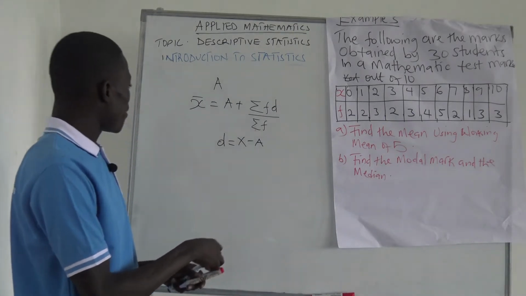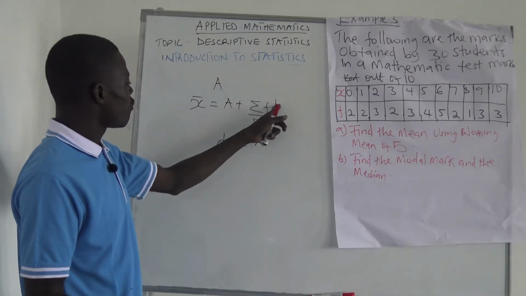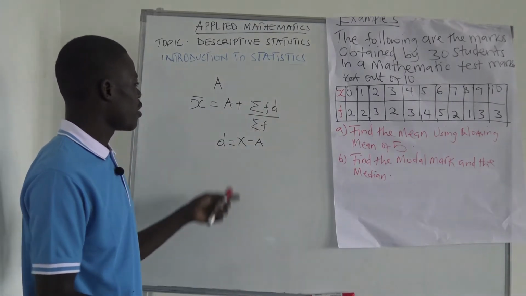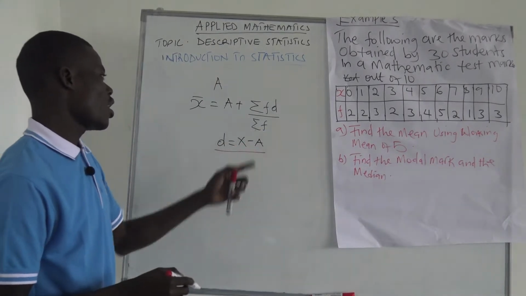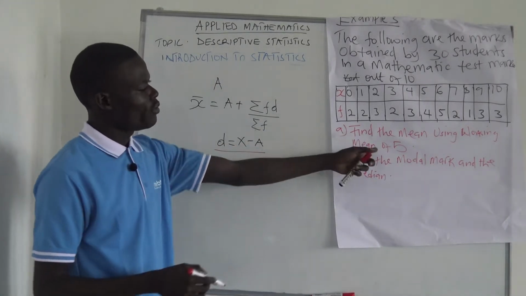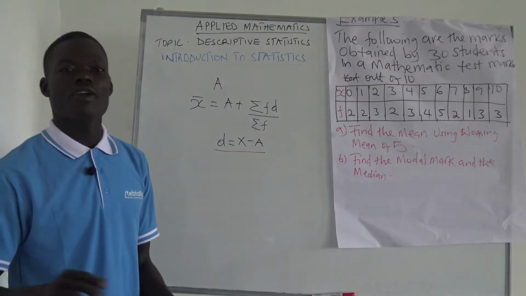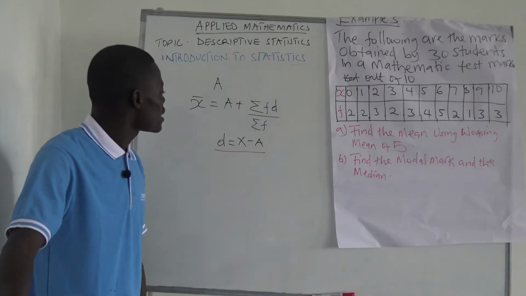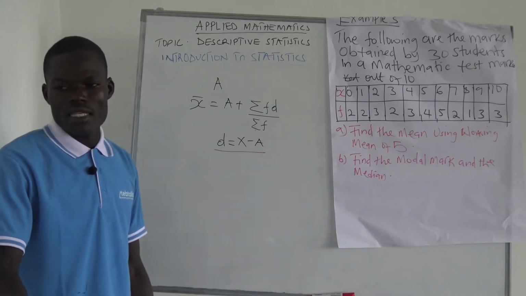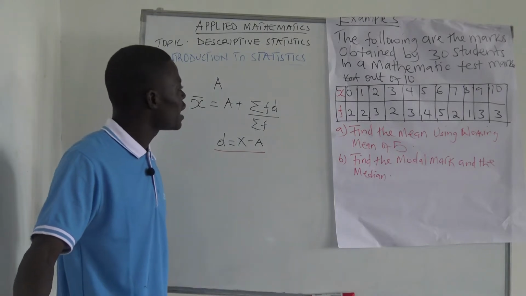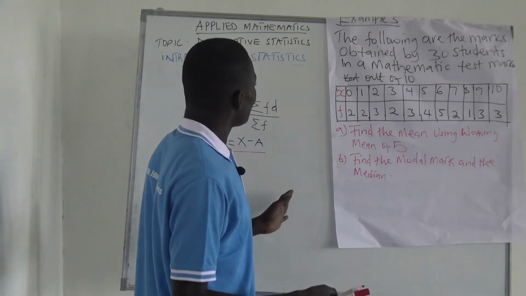So that becomes my assumed mean plus summation of fd out of summation of f, where d is got by x minus a, the working mean which is given. After getting x minus a, you sum all of it from the first step up to the last. Another thing to note is that the table should include all the necessary columns.